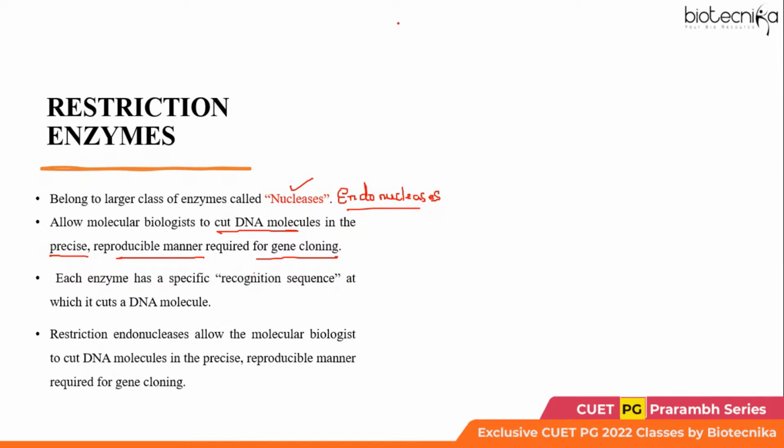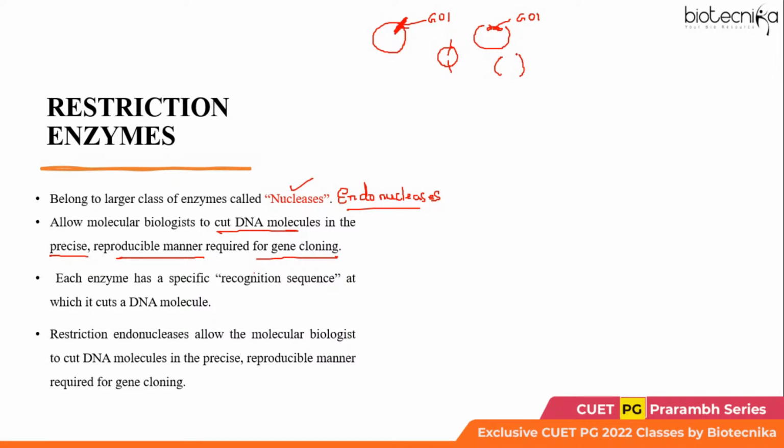Let's take an example. You have a vector. You want to introduce your gene of interest here. Usually, we cut the vector at a single position and open up the circle so that new DNA can be inserted. Your gene of interest can be inserted here. Now just imagine your vector, instead of being cut at a single position, is cut at two or more positions. That results in the generation of fragments, right?